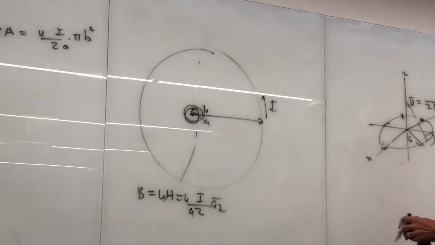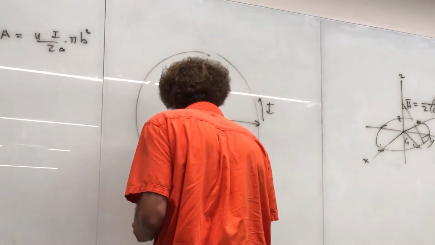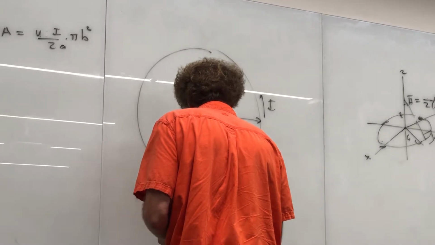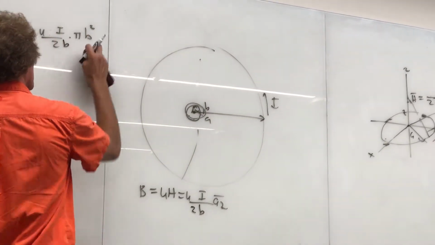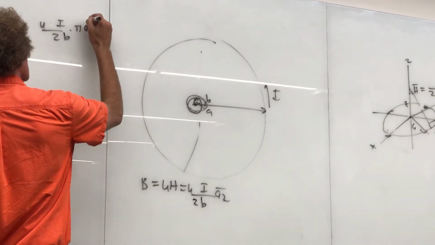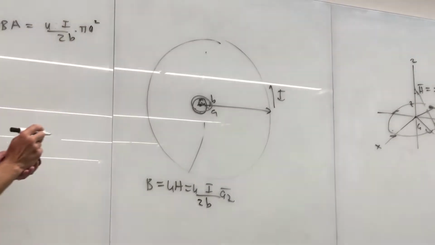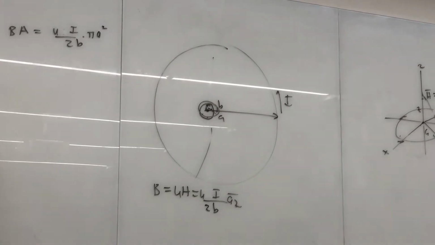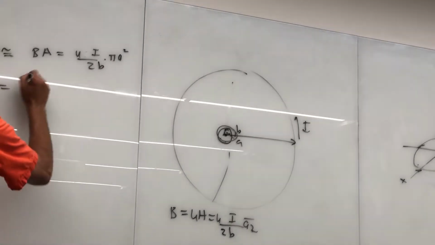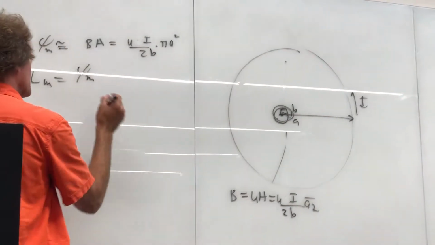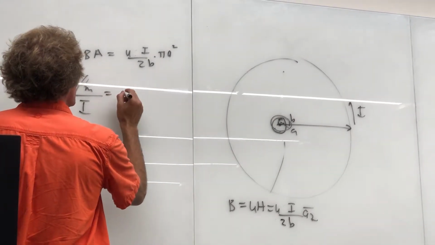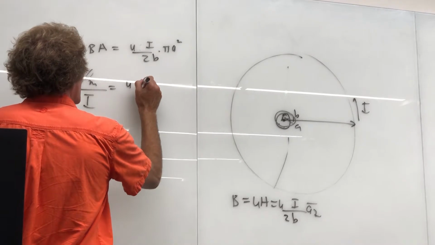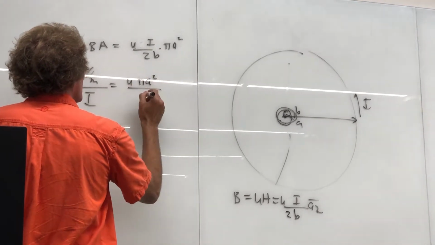Right. This would be B, this would be B, and this would be A. My apologies. Agreed, class? And then for the inductance, the only thing you're going to say is the mutual inductance would be simply the magnetic flux through the second circuit divided by the current in the first circuit that caused it, or it would be mu times pi A squared over 2B.